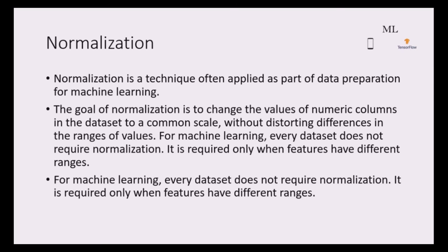So the next thing is normalization. Normalization is a technique often applied as part of data preparation for machine learning. The goal of normalization is to change the values of numeric columns in the dataset to a common scale without distorting differences in the ranges of values. For machine learning, not every dataset requires normalization. It is required only when the features have different ranges.